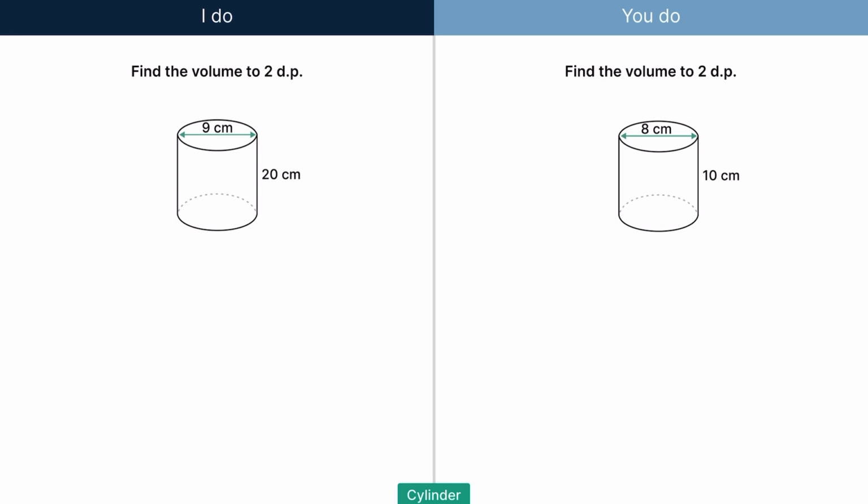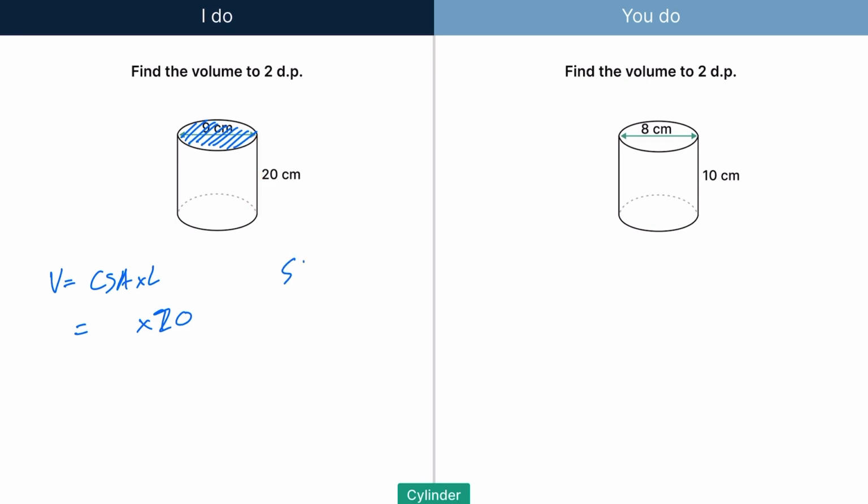Now moving on, we have a cylinder. So again, the exact same steps. So we are going to first start off by shading in the cross-section area. So now that I've shaded in the cross-section area, we can write the formula. Volume is cross-section area times length. Now the length is quite straightforward. That's just going to be 20. So the length is the direction that we're going to be moving the cross-section in.